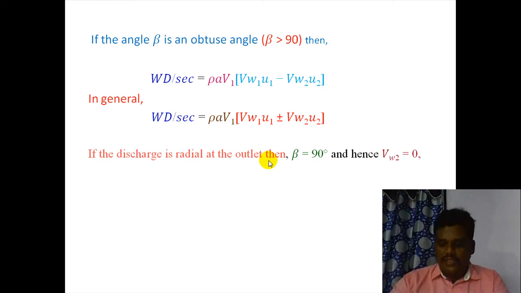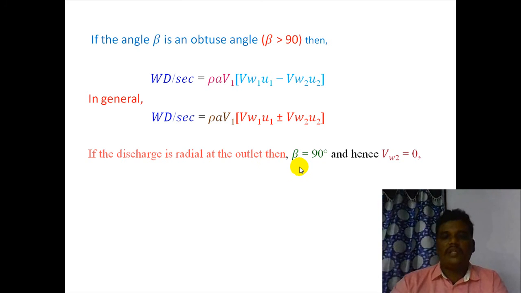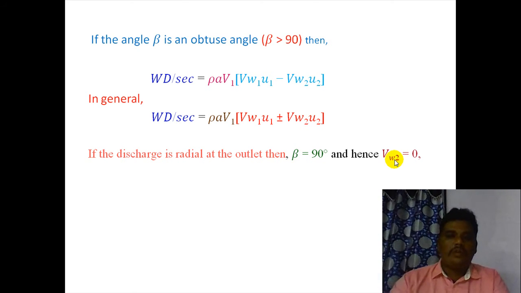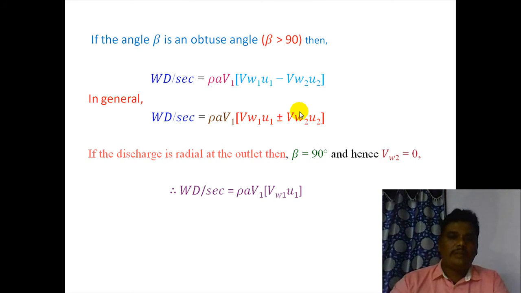If the discharge is radial at the outlet, beta is equal to 90, so Vw2 is equal to 0. When Vw2 is equal to 0, work done per second is equal to rho a v1 Vw1 u1.